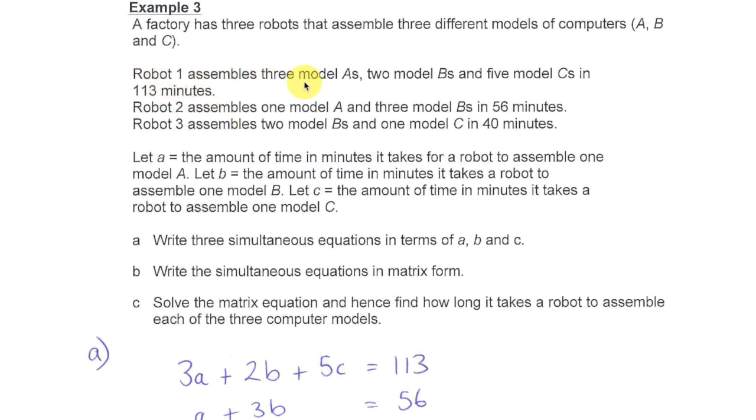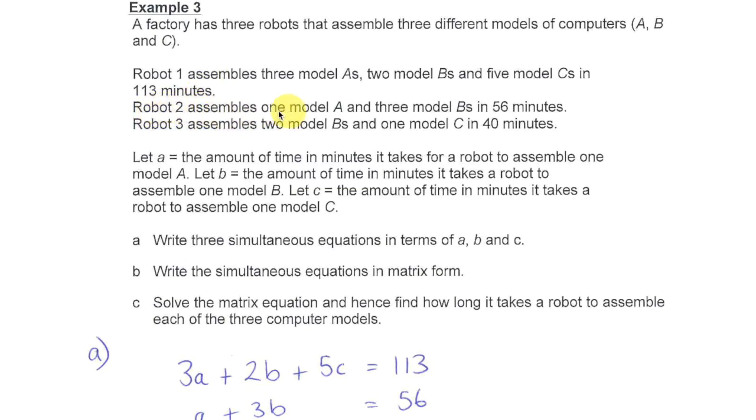So robot 1 assembles 3 lots of model A and 2 lots of model B and 5 lots of model C in 113 minutes. So if I have a being the amount of minutes it takes to assemble computer model A, and little b as being the number of minutes it takes to assemble one computer model B, and c, of course, being the amount of minutes it takes to assemble one computer model C, if I use that kind of setup for my simultaneous equations, then I can come up with, from that first fact, 3 lots of a plus 2 lots of b plus 5 lots of c will equal 113. So that's from this first fact.